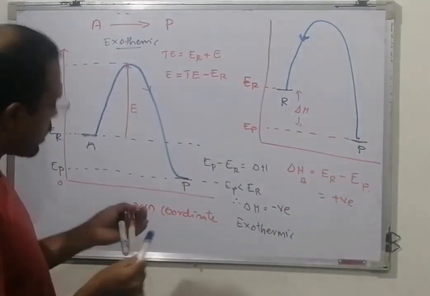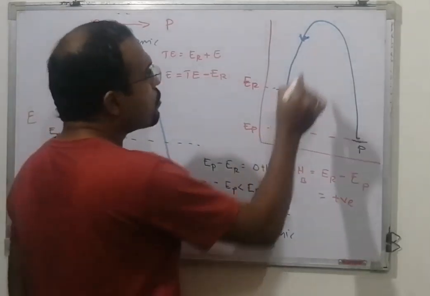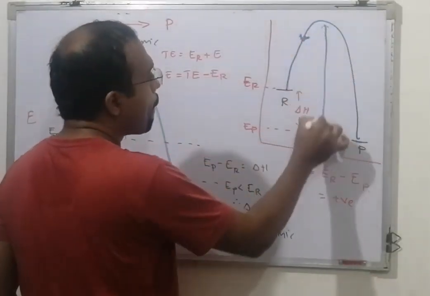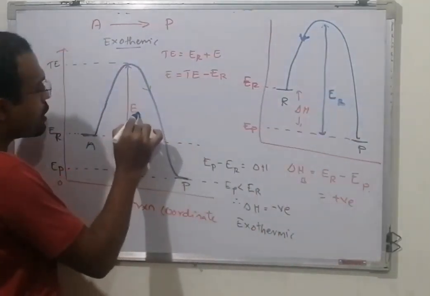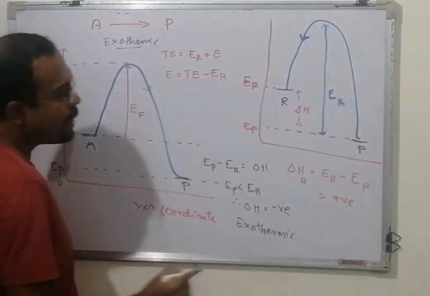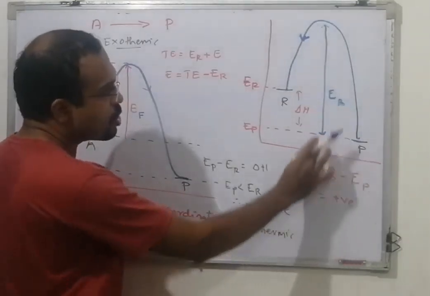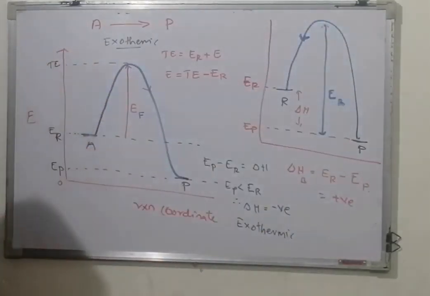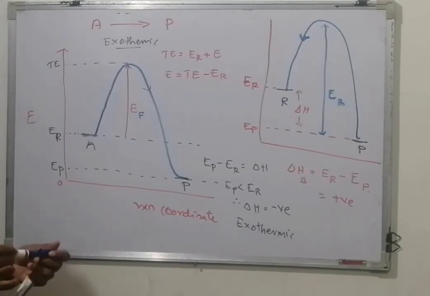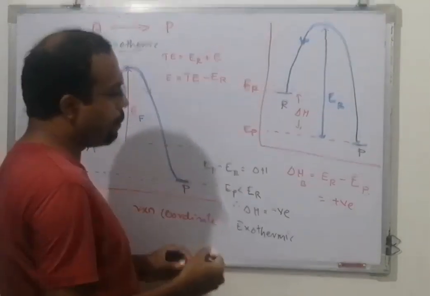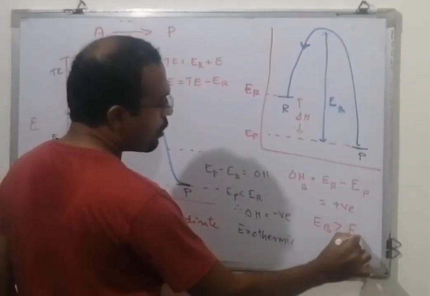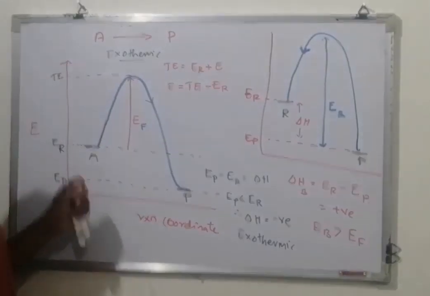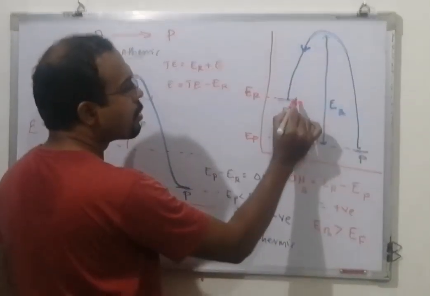You know what is the activation energy of this backward reaction? This is the activation energy of backward. I put this as the activation energy of forward. What is the activation energy of forward? Yes, this is. Fine. Which is higher activation energy, EF or EB? Remember, EB is greater than EF. Am I correct? Yes.